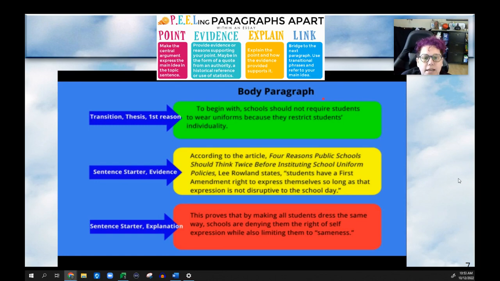And then the next is providing evidence. According to the article, 4 reasons public schools should think twice before instituting school uniform policies, Lee Rowland states students have a First Amendment right to express themselves, so long as that expression is not disruptive to the school day. So there's the evidence, right?